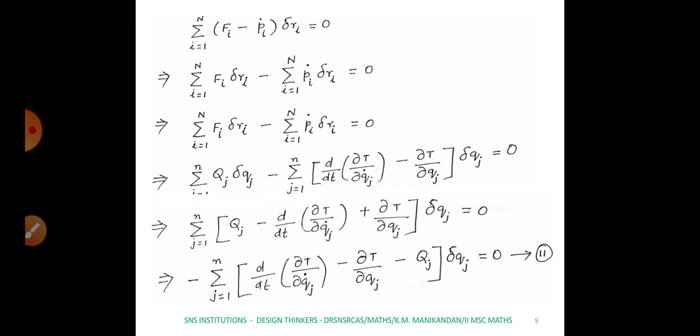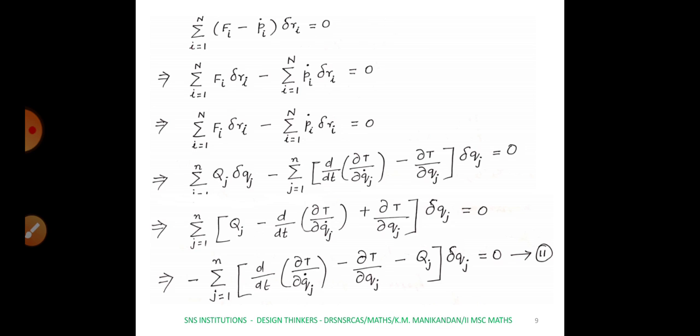So from equation 6, we get the value of summation i equal to 1 to n Fi·δRi is summation j equal to 1 to n Qj δqj, and from equation 10 we get summation i equal to 1 to n pi dot·δRi is summation j equal to 1 to n of d/dt of ∂T/∂qj dot minus ∂T/∂qj. The common term δqj we have taken outside.